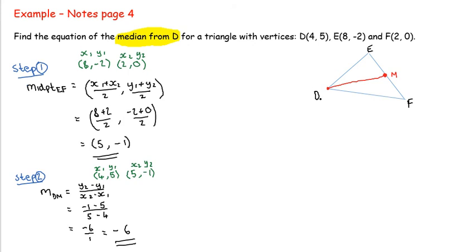We have two points on the line now, we have D and M, so we've got a point on the line, and we also now have the gradient, which means we can move on to step 3, which is to find the equation. So this is using my y minus b formula to get the equation of a line.